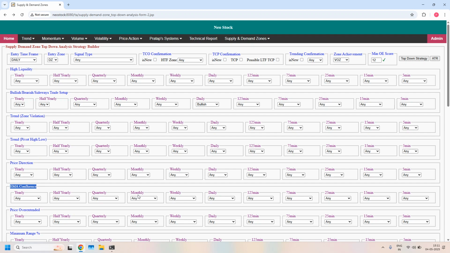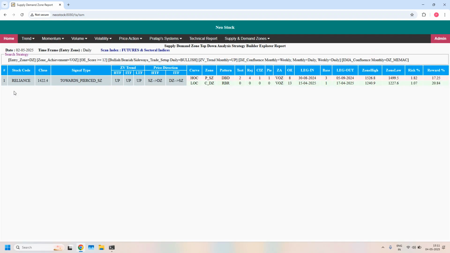In the EMA confluence at monthly, I am checking that the monthly demand zone has monthly EMA confluence. At the same time, the trend on the monthly should not be sideways. It should be uptrend because it is a bullish trade setup. So let's filter. So that one stock, Reliance, is filtered. That means this daily demand zone has an even higher probability of success if prices reach here. But it is not so easy because there is already a 20% distance.